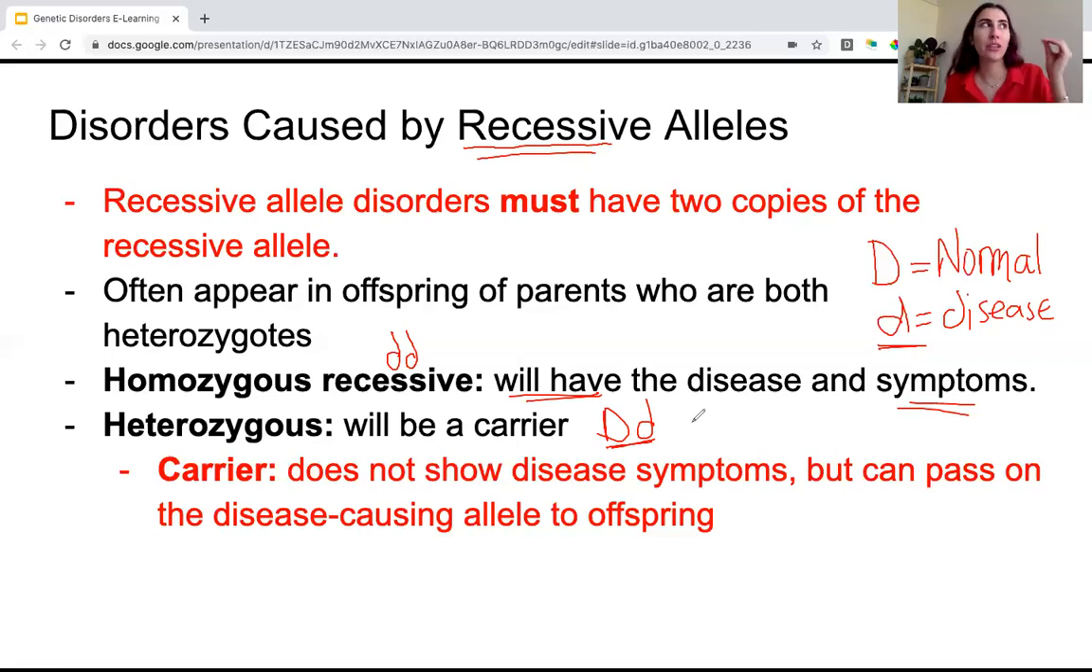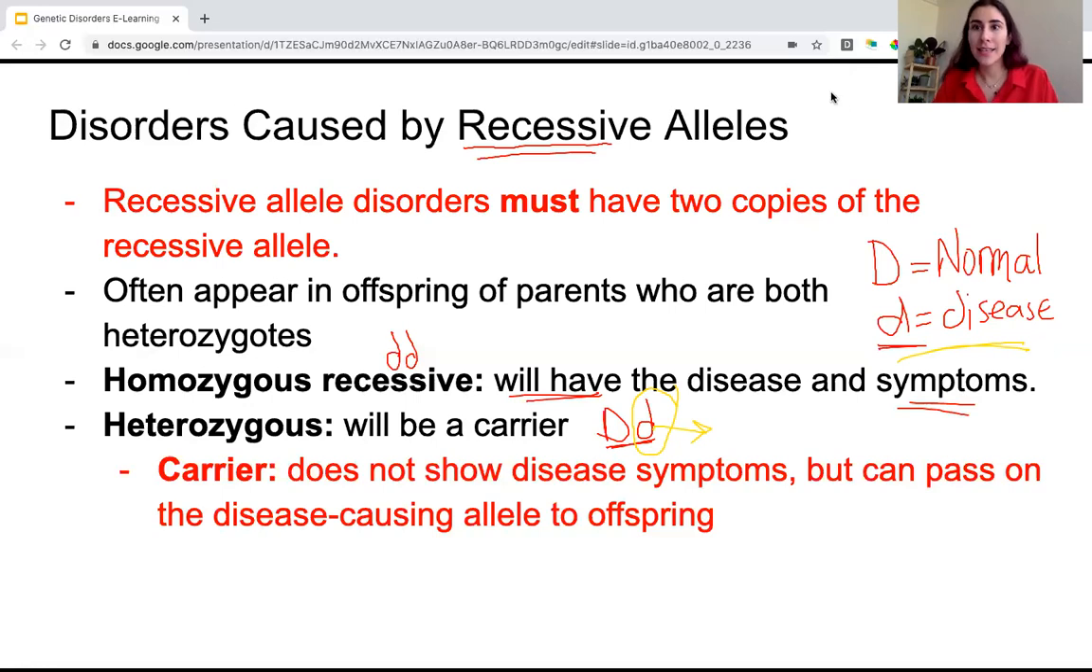What does the word carrier mean? Well, we can kind of guess, just from the name. A carrier is someone that doesn't have the disease. They don't have the symptoms. However, they carry the allele that can cause the disease, and they can pass it on to their offspring, to their children. And you'll notice that a heterozygous person will contain, right here, the lowercase allele. This is the disease-causing allele. So they do have it, but they don't have the symptoms, which means they can pass it on.